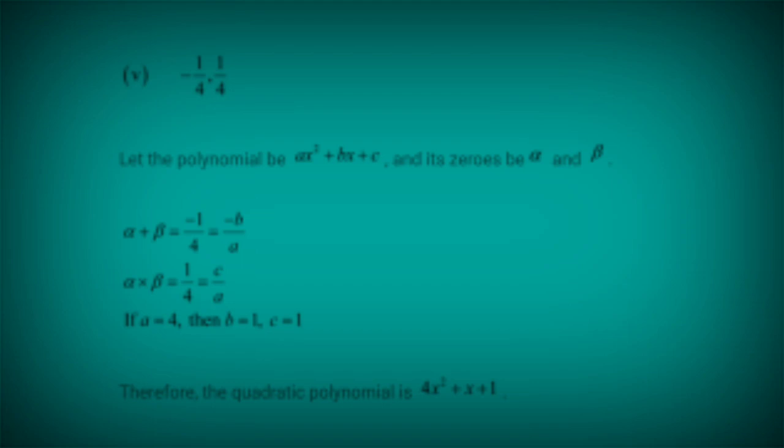So now alpha into beta. Alpha beta is given as 1 divided by 4. This also in the standard form is c divided by a. So we can compare with these values: a equals 4, b equals 1 and c equals 1. Therefore the quadratic polynomial becomes 4x square plus x plus 1.